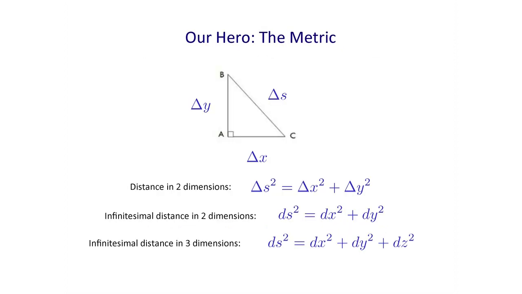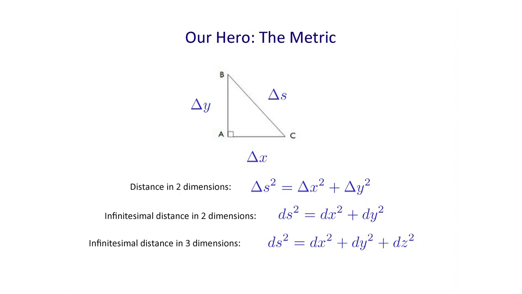The main hero of this discussion today will be the metric. So let me remind you the simplest facts, such as Pythagoras theorem. So if we have a two-dimensional flat space, and we would like to measure distance between points B and C, for example, the distance delta S, then this distance is given by Pythagoras theorem. The distance delta S squared is simply equal to delta x squared plus delta y squared.